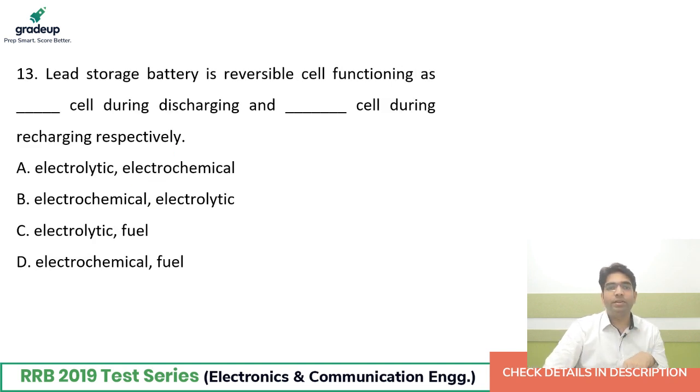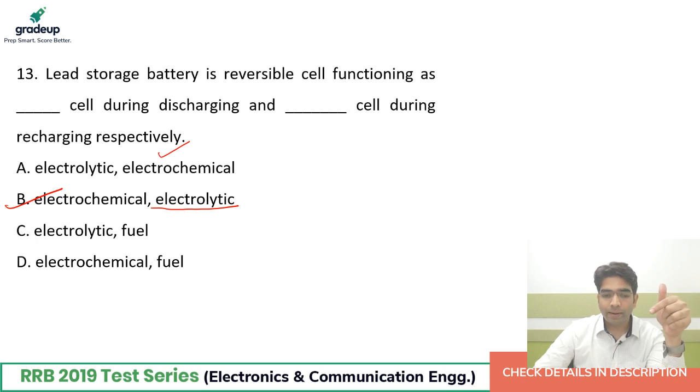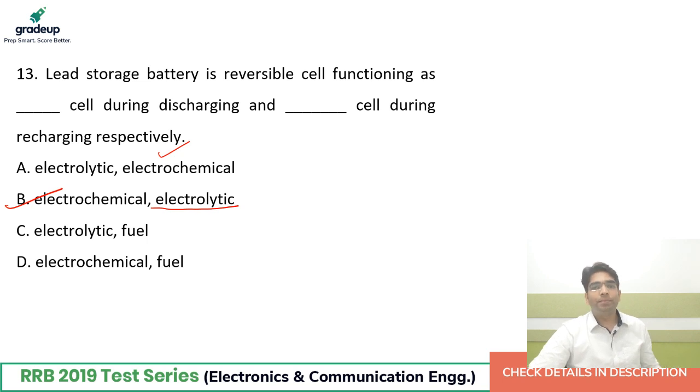Lead storage battery is a reversible cell functioning as an electrochemical cell during discharging, and an electrolytic cell during recharging. Electrochemical cells are those cells which provide you energy when a chemical process is creating the electrical energy. So it is electrochemical when discharging, and during recharging it is electrolytic.